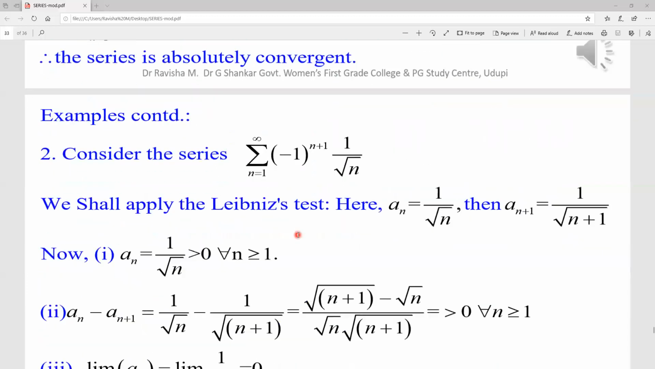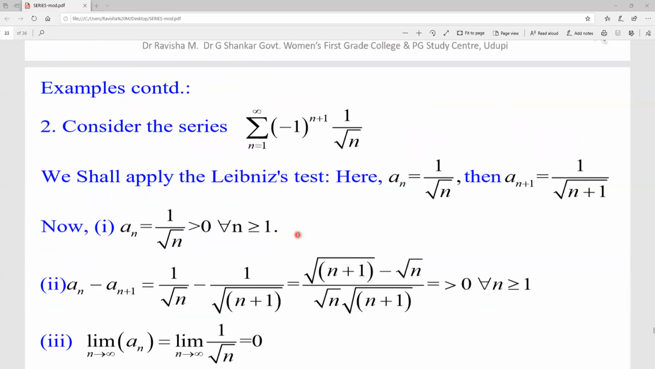Let us take the next example, the second example. Consider the alternating series, the sum of n equal to 1 to infinity of minus 1 to the power of n plus 1 by 1 into 1 by square root of n, where the nth term is 1 by root n.